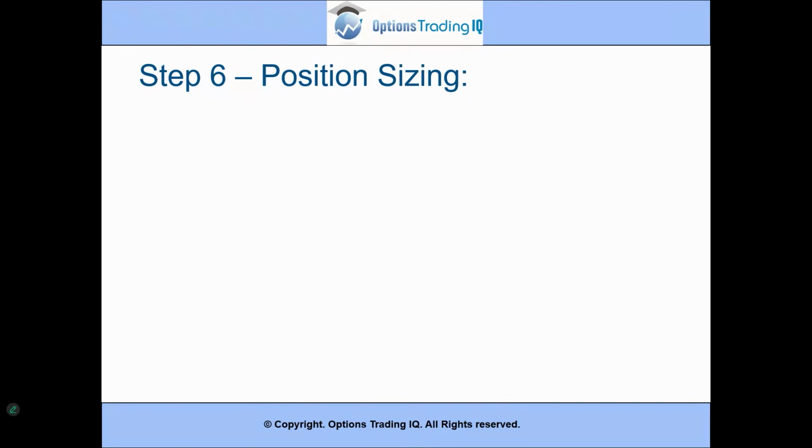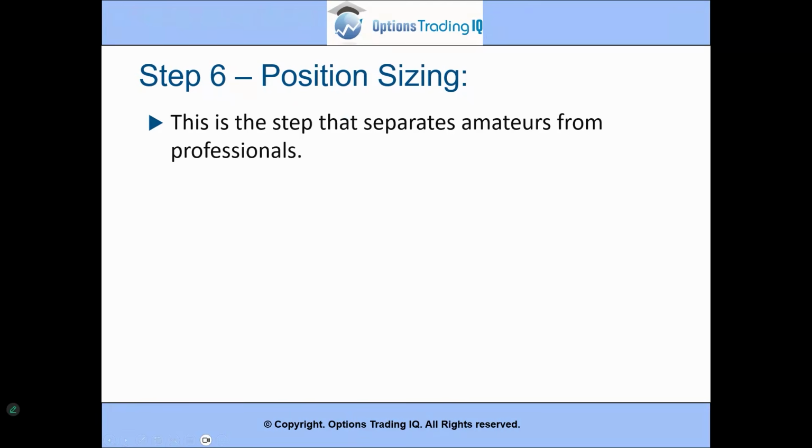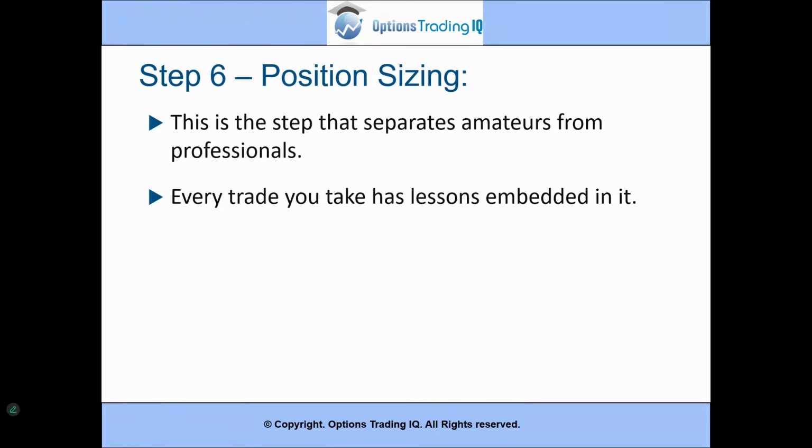Step six is to journal all your trades and analyze what went right and what went wrong. This is the step that separates amateurs from professionals. Every trade you take has lessons embedded in it. Over time, patterns start to emerge. When reviewing your trades, ask yourself, was the setup correct? Did I get my trade entry right? Were my adjustment strategies correct? Would I do the same thing again in the same situation?